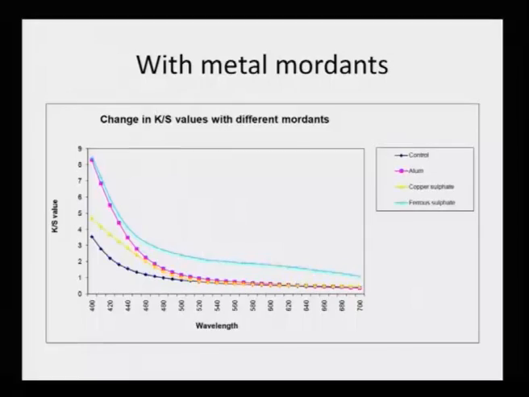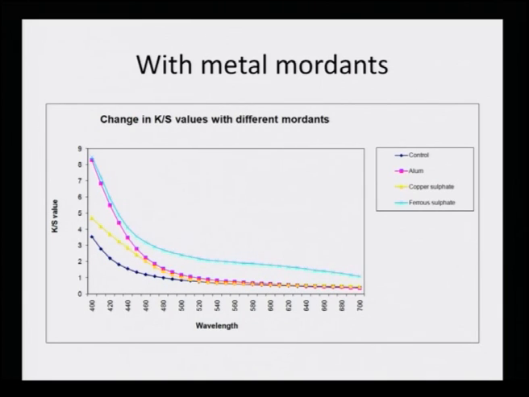In order to make comparison, we also did the same analysis with metal mordants, and metal mordants like alum, copper sulphate, ferrous sulphate and stannous and stannic chlorides were all tried out. But this particular slide shows the comparison between the change in K by S of the control sample which has no mordant, with alum, copper sulphate and ferrous sulphate, so that one can see that ferrous sulphate shows the best result.